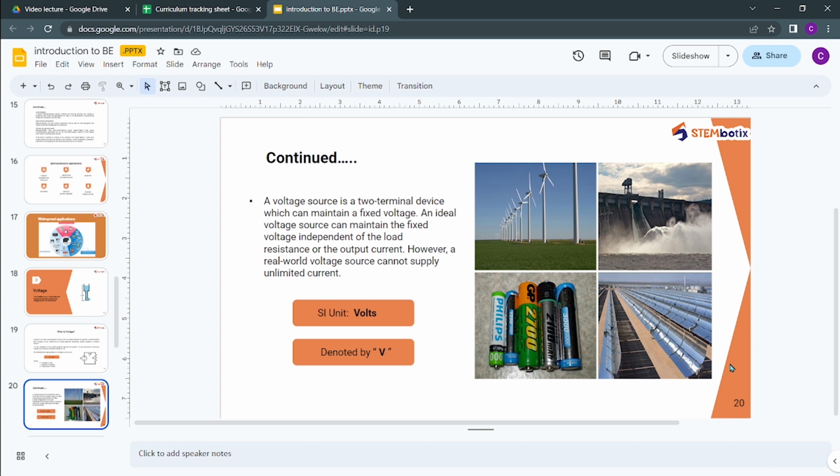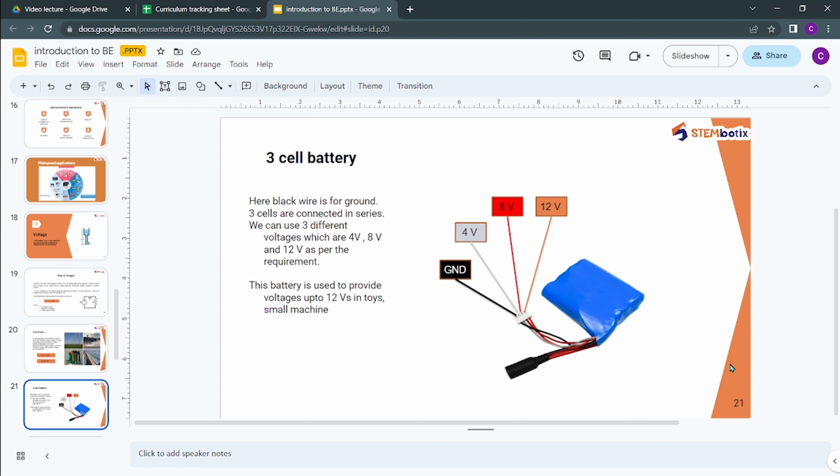An ideal voltage source can maintain a fixed voltage independent of load resistance or the output current. It never changes or varies irrespective of the connected load or the output current. However, a real world voltage source cannot supply unlimited current. The SI unit of voltage is volts, denoted by capital V.